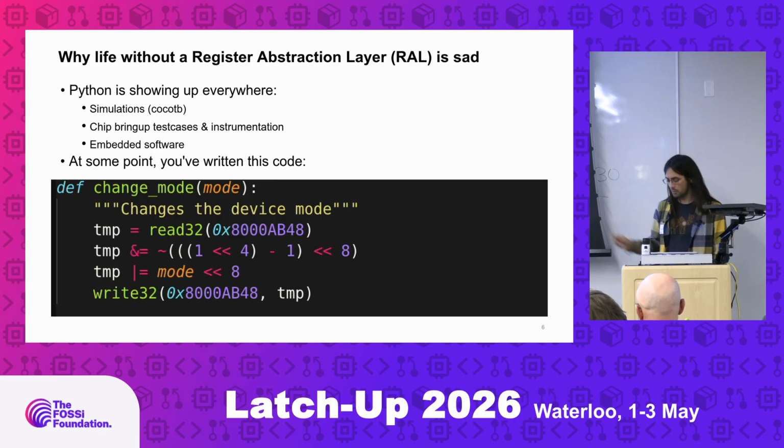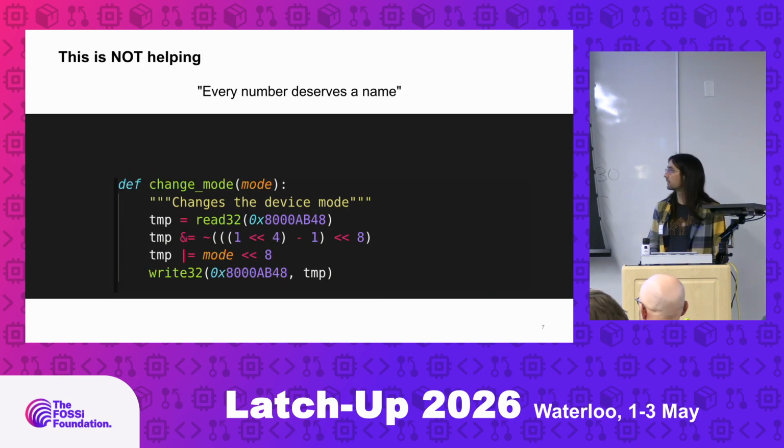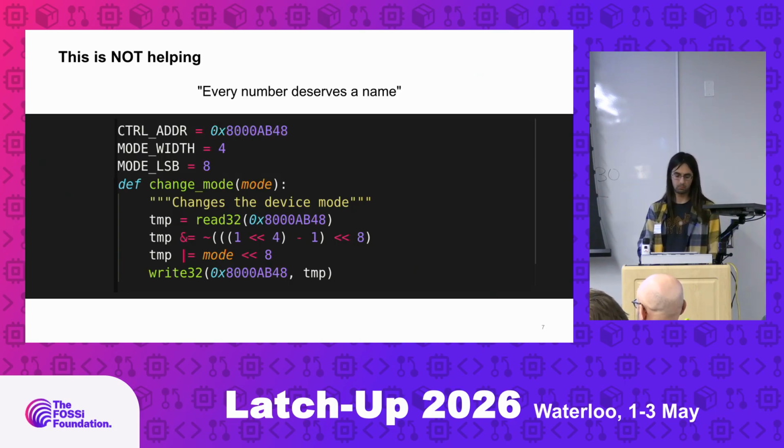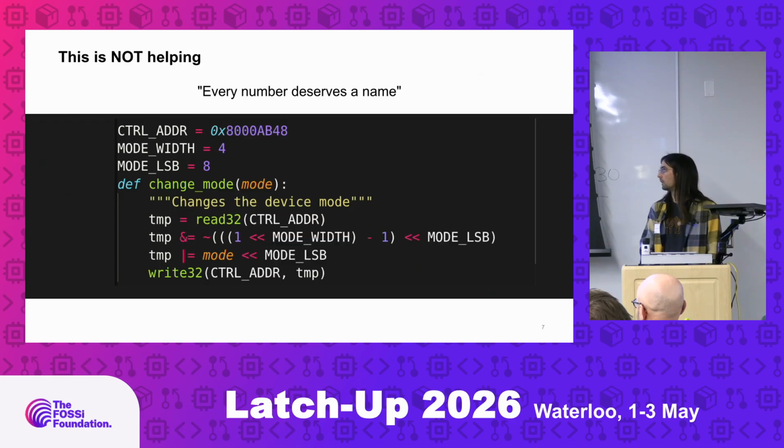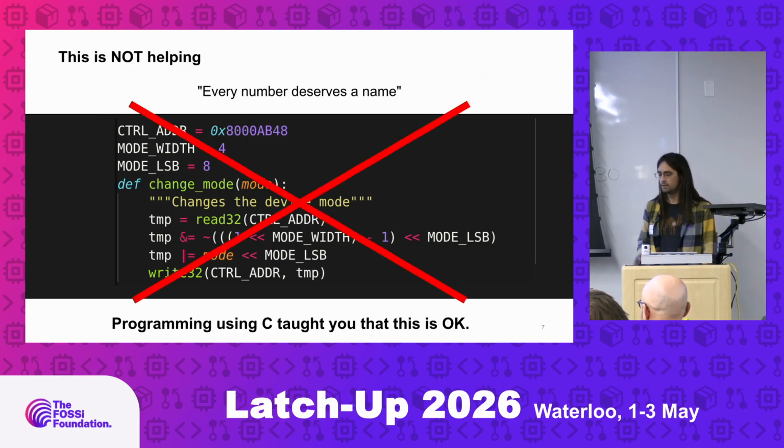And then some curmudgeon will tell you, hey, that's not great. Every magic number deserves a name, so we can do better. So sure, okay, we give some names and then we replace them. But is that really better? I think one critical thing here is that we've forgotten that we're using Python, and this is not C. We've lost our way. We really ought to be using the true features of Python for this. So PeakRDL-PyRAL is a step in that direction.